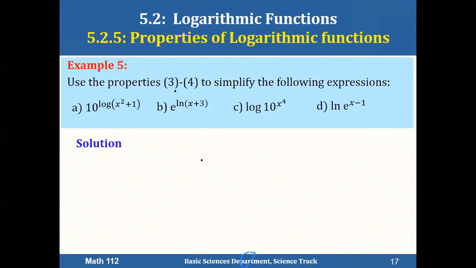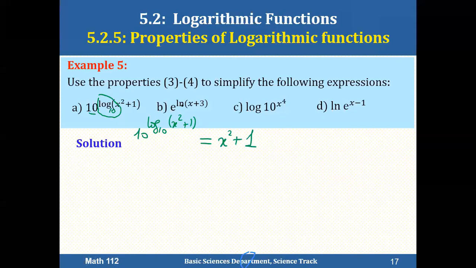So if we want to use these properties to simplify the following expression, starting with 10 to the log of x squared plus 1, what is the base in this example? What is the base here? The base is not written; we said when it is not written, it means base 10. So we have 10 to the log base 10. By the properties, we know that 10 to the log 10 of any expression is directly x squared plus 1.